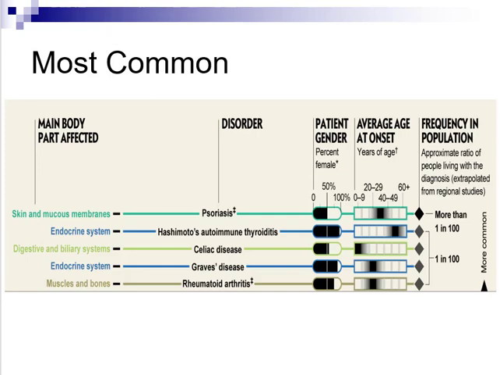So here are the most common, occurring in more than 1 in 100 people. These will cover these most common autoimmune disorders.